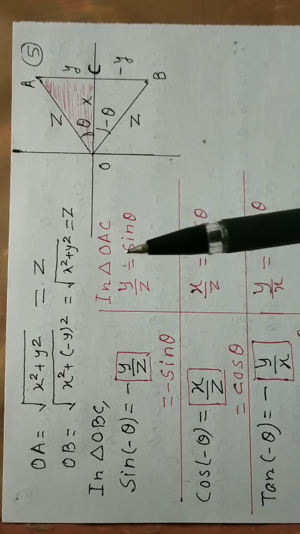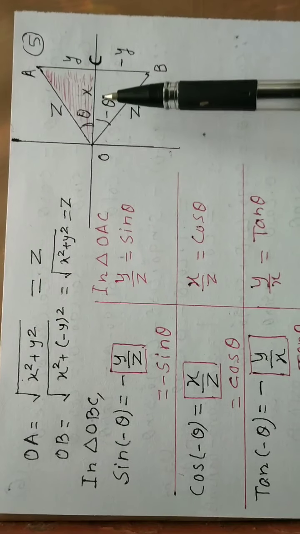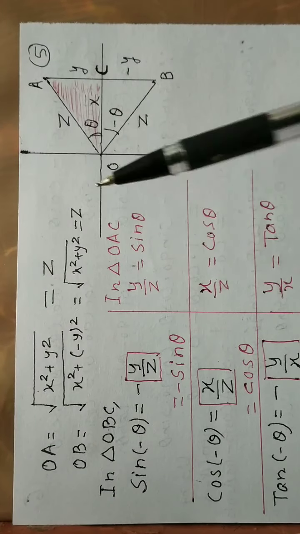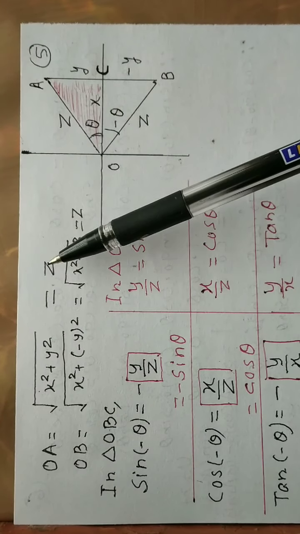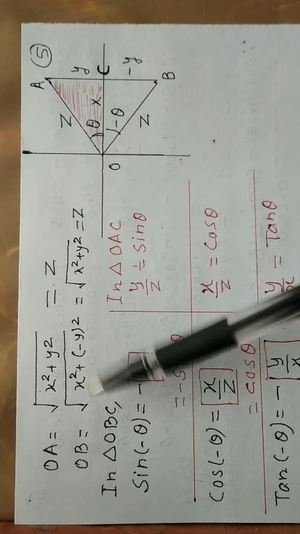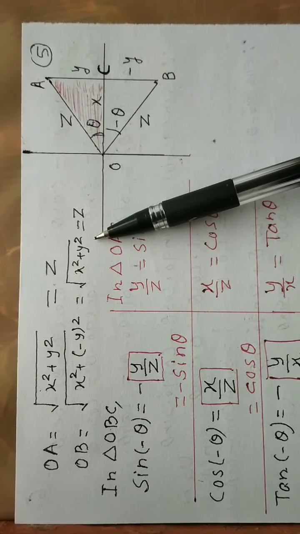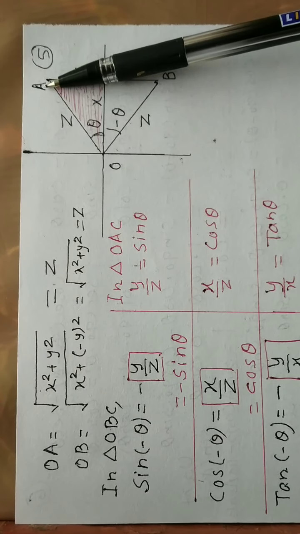Now OA is equal to root over x square plus y square. See this figure. If the point is x, y, this will be minus y. Now calculating OA, OA is root over x square plus y square. Let it be z. OB is root over minus y whole square plus x square. In this figure we are again getting x square plus y square. This is also z.